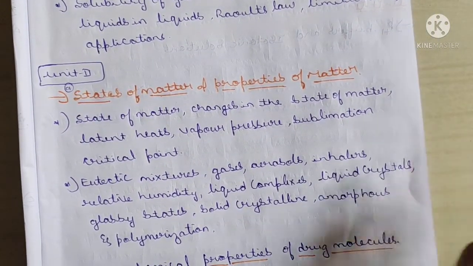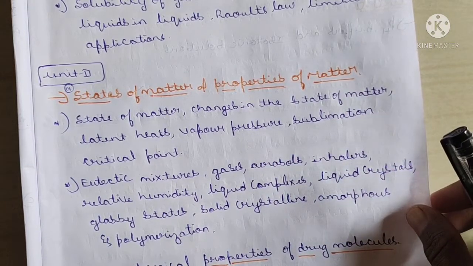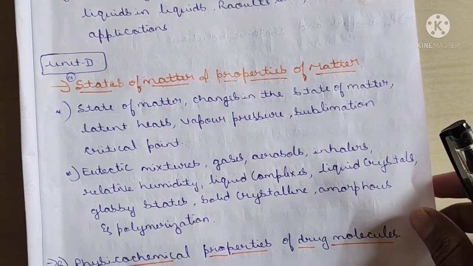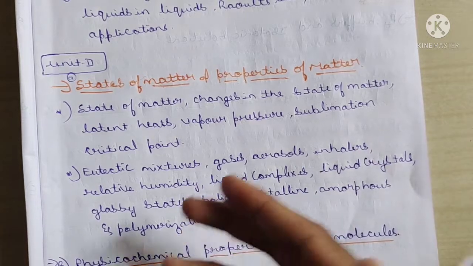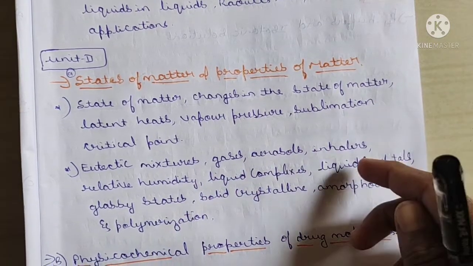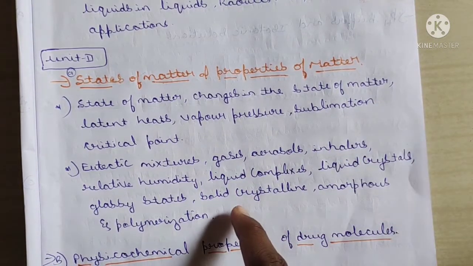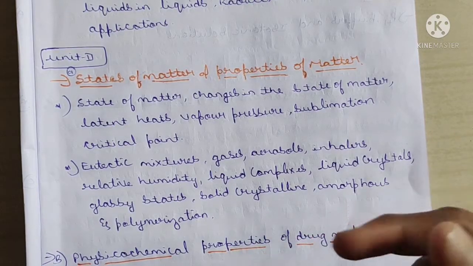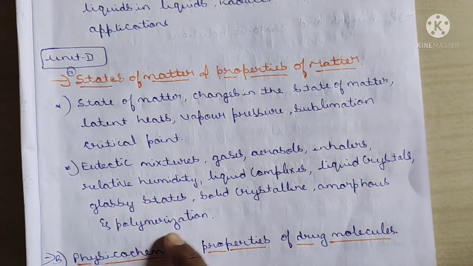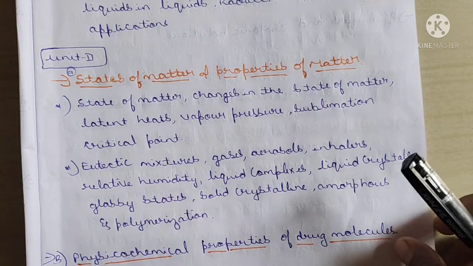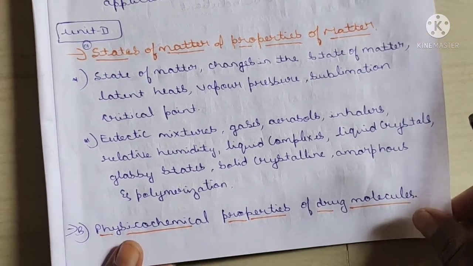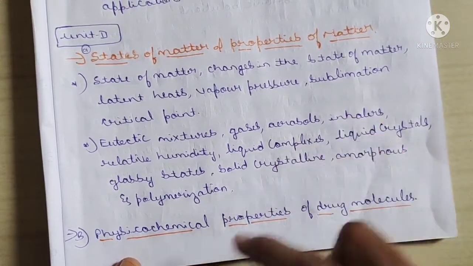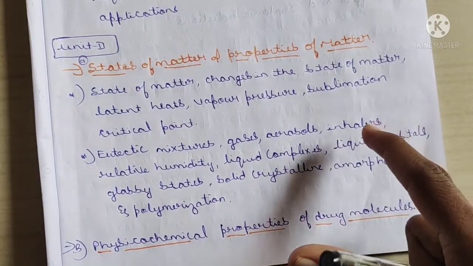Changes in the state of matter, latent heat, vapor pressure, sublimation, critical point, then eutectic mixture, gases, aerosols, inhalers, relative humidity, liquid complexes, liquid crystals, glassy states, solid crystals, amorphous, then polymerization. Here we will study this in this unit, in this chapter.